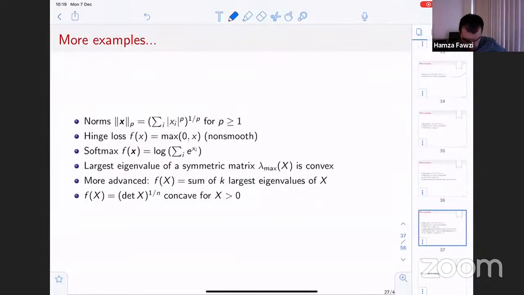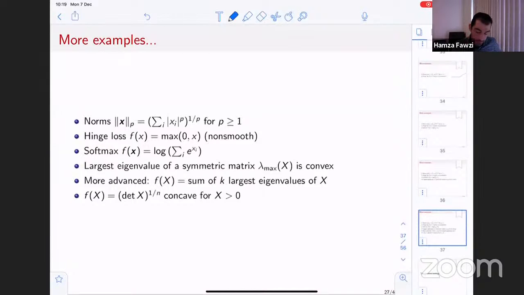And okay, something a bit more advanced. If you take a matrix X that is positive definite and you look at the determinant and you take the power 1 over n, this is essentially a geometric mean of the eigenvalues of a symmetric matrix. You can show that this is a concave function, meaning that minus f is convex. And I mentioned here the sum of k largest eigenvalues.